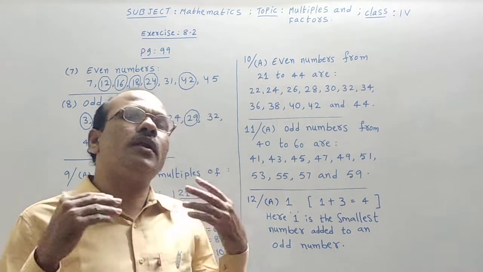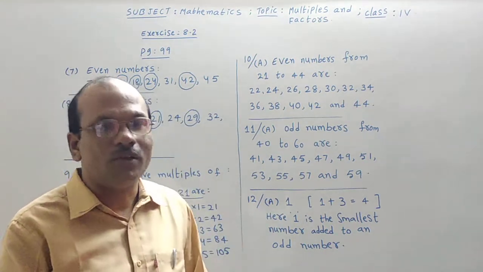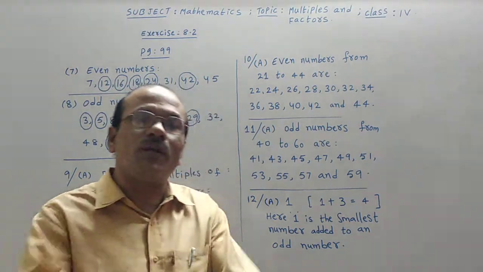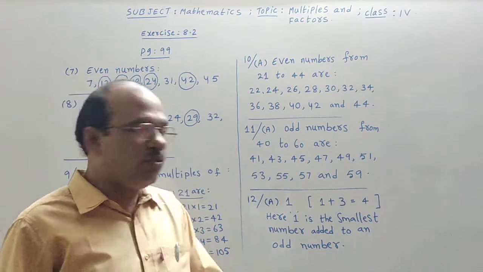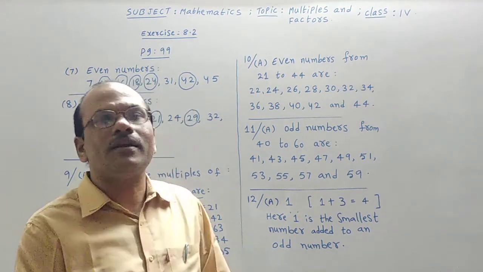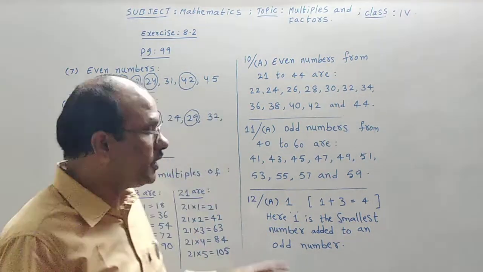Is there any other smallest number other than this, or less than 1? No, because 1 is the starting number, and that 1 is called an odd number. Before 1 there is 0, which has no value here. That is neither an odd number nor an even number. That's the idea. That's why it is this way.